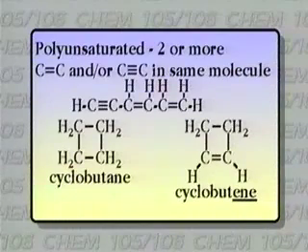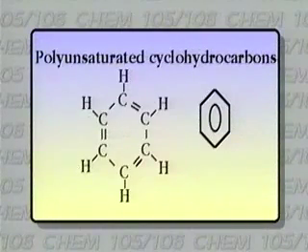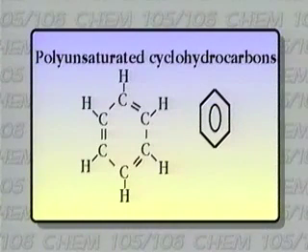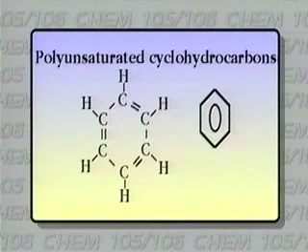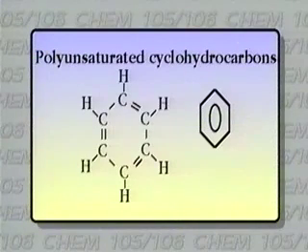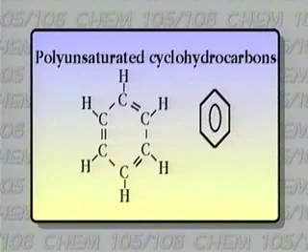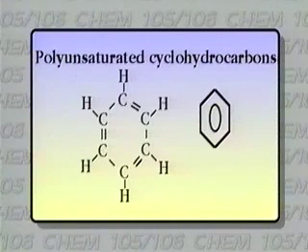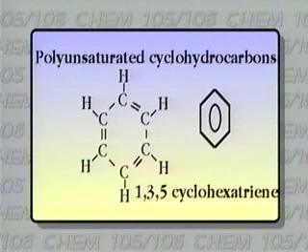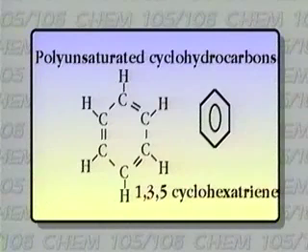We can also have polyunsaturated cyclohydrocarbons. If we look at this one here, this is 6 carbons with alternating single, double, single, double, single, double bonds, 6 carbons, okay? So the base name would be cyclohexene, ENE to show double bonds, but there are 3 of them in there. So it would have to be cyclohexatriene to show 3 double bonds.